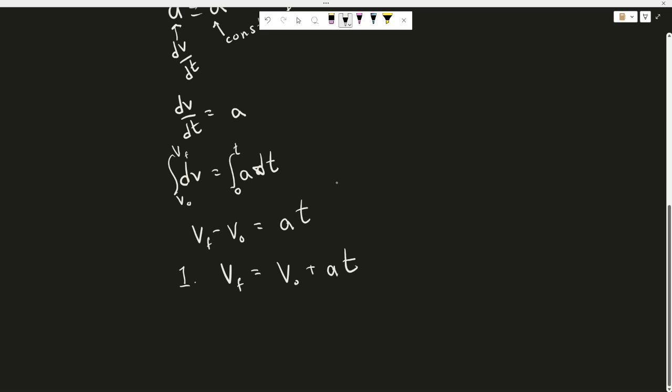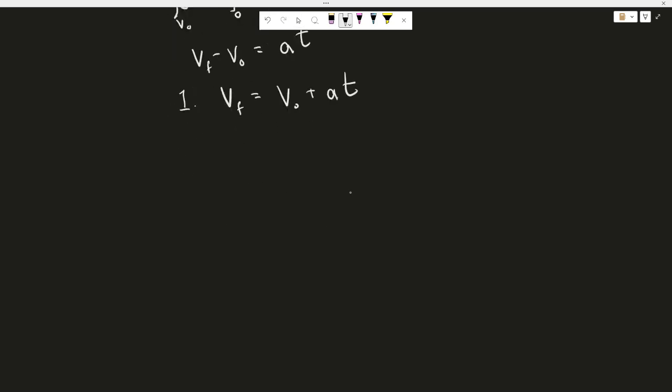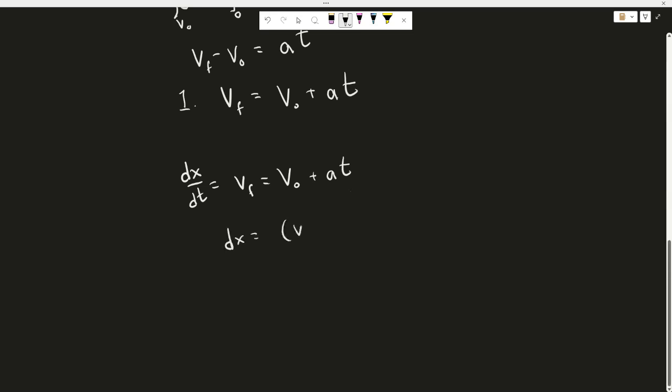Now, I already told you that dx/dt is equal to v. So we're going to do the exact same thing. We're going to use this, v final in this case equals v naught plus a t, because v final is whatever our final position will be. So we'll end up with a final position here. So when we do the derivative, we'll get dx equals (v naught plus a t) dt.